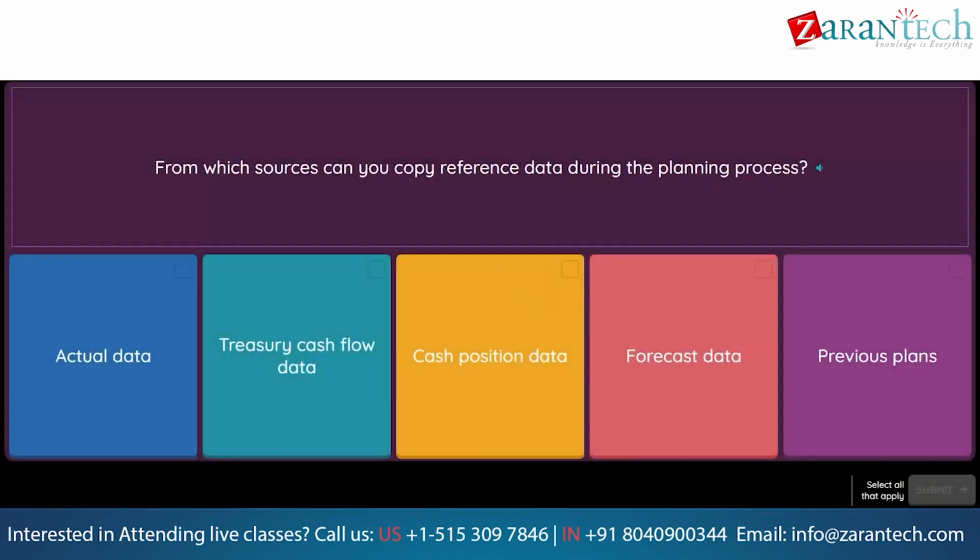Question: from which sources can you copy reference data during the planning process? Option 1, actual data. Option 2, treasury cash flow data. Option 3, cash position data. Option 4, forecast data. Option 5, previous plans.